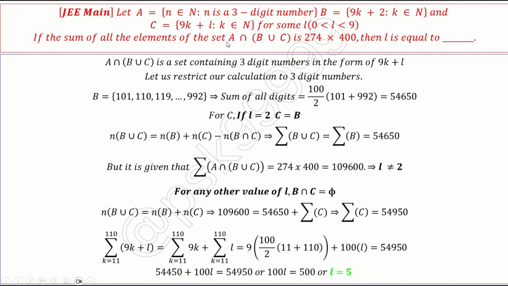If you take L equal to 5, the set C is defined and the sum of all the elements of B union C will give you 274 into 400. So the answer is L equal to 5.